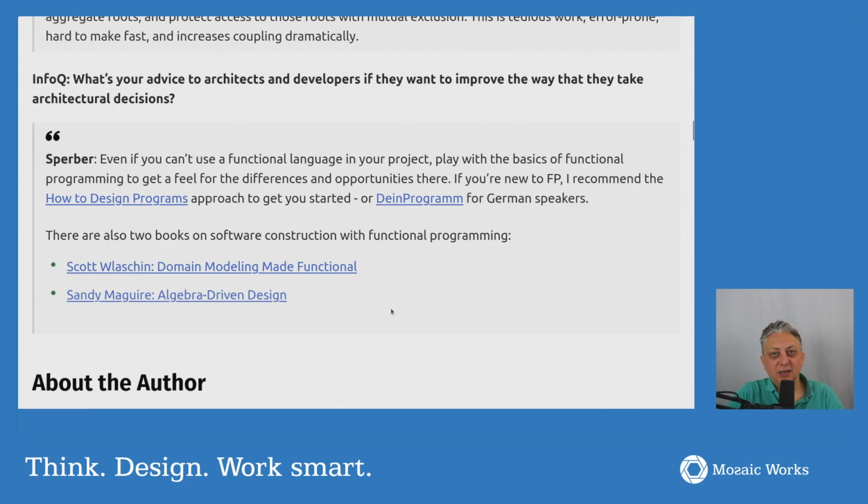These are books. I have heard of the first one. I haven't read it yet, but I think both of them sound very interesting. So yeah. All right.